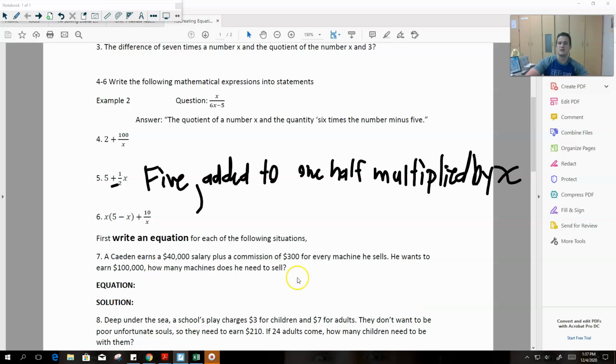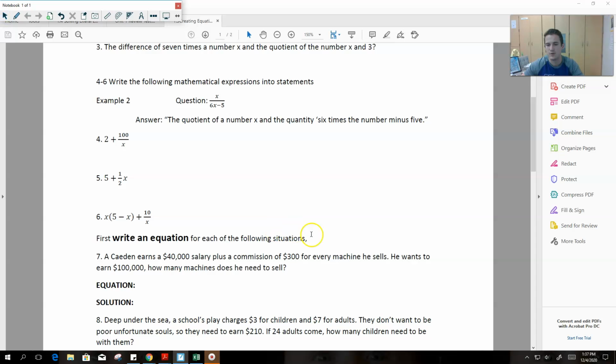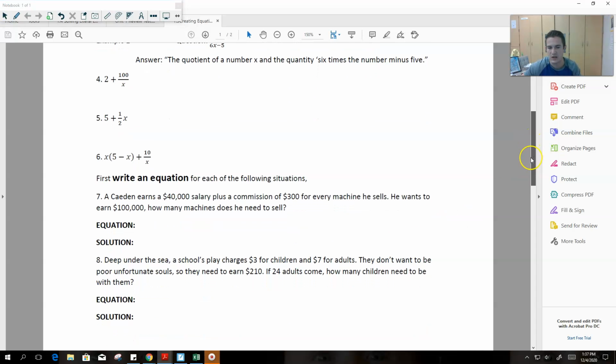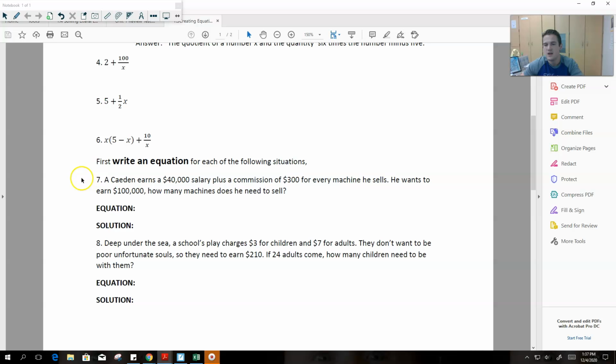Okay, sweet. So now let's look at a couple of these story-esque type problems. I have some situations that we're going to write some questions for. So question number 7, for example, says Caden earns a $40,000 salary plus a commission of $300 for every machine he sells. So he makes $40,000 a year, and then he makes an additional $300 every time he sells a machine. And he wants to earn a total of $100,000. So how many machines does he need to sell?